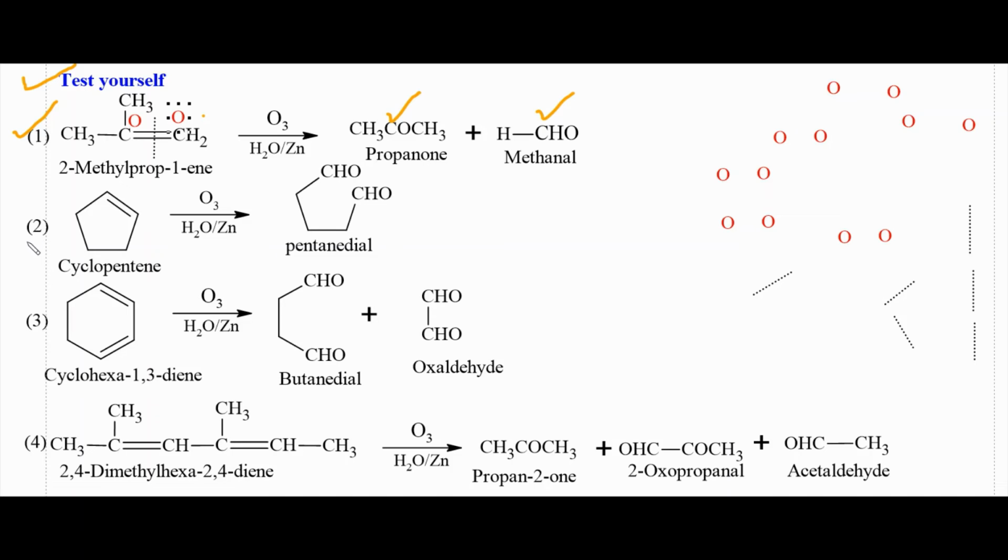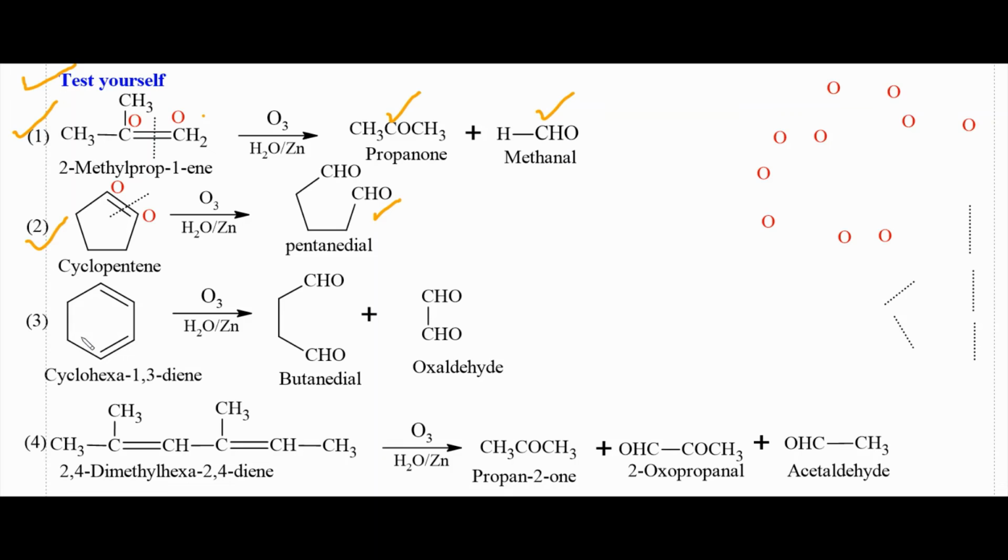Similarly, we can consider the second compound, cyclopentene. When it is subjected to ozonolysis, what happens? We break the double bond here, then add an oxygen atom to either side. One oxygen atom goes to this carbon atom, another oxygen atom goes to this carbon atom. Due to the breaking of the carbon-carbon double bond, the ring gets opened and this end becomes CHO and also this end becomes CHO. The resulting product is pentanedial.